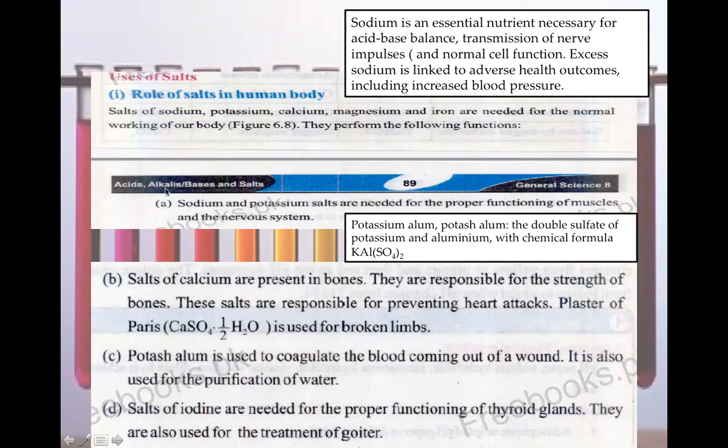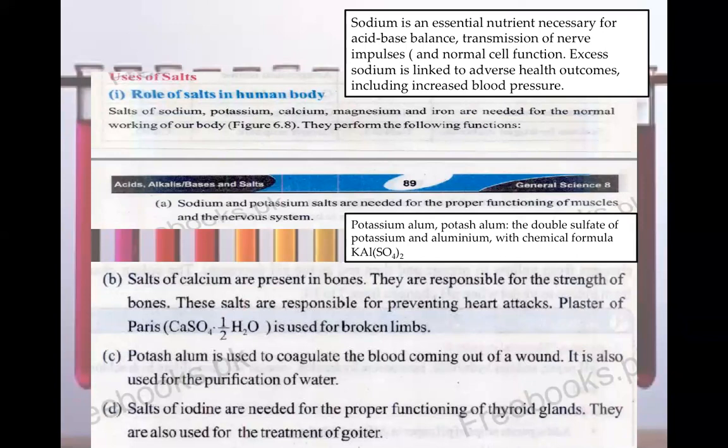All right. Sodium and potassium salts are needed for the proper functioning of muscles and the nervous system. Sodium is an essential nutrient for acid-base balance in the human body. It is very important for the transmission of nerve impulses and for the normal function of the cell.